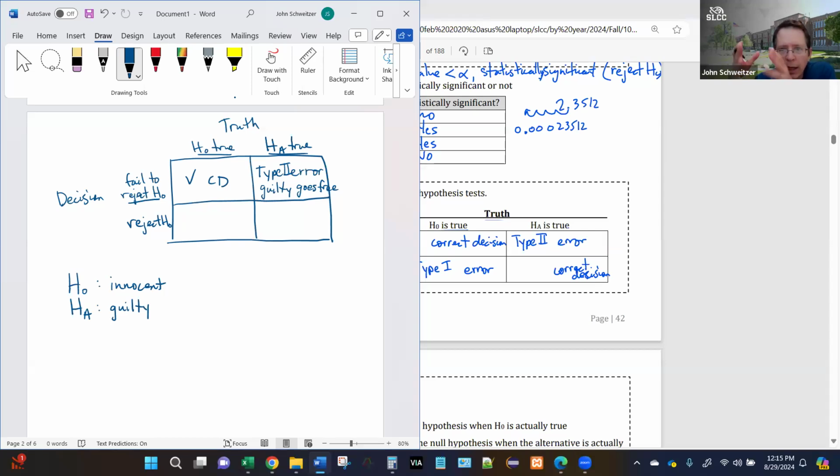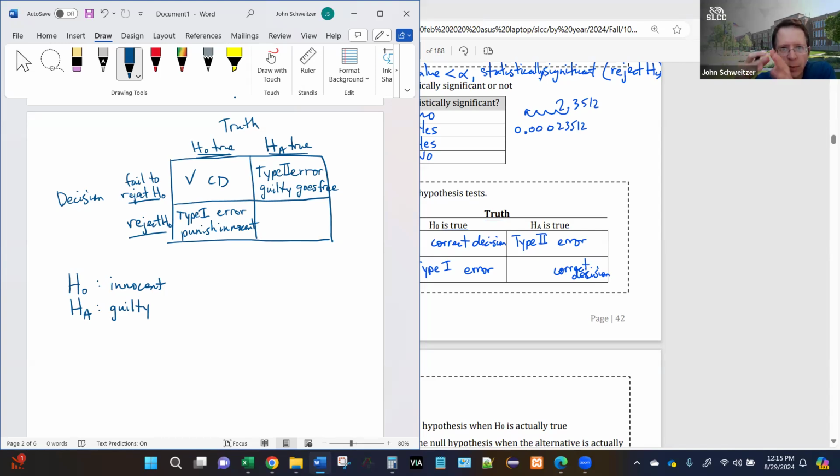Okay, so they're guilty, but they got off. Now if you reject their innocence, but they're actually innocent, then you've made an error, right? This is the type 1 error, and this is where you punish the innocent. Does that make sense? So guilty goes free, punishing the innocent.